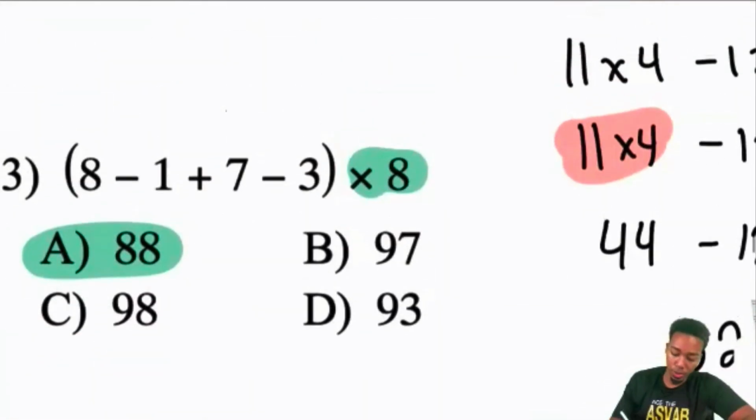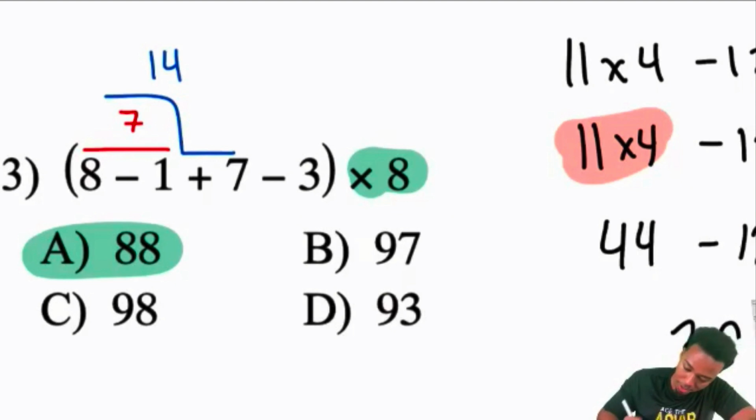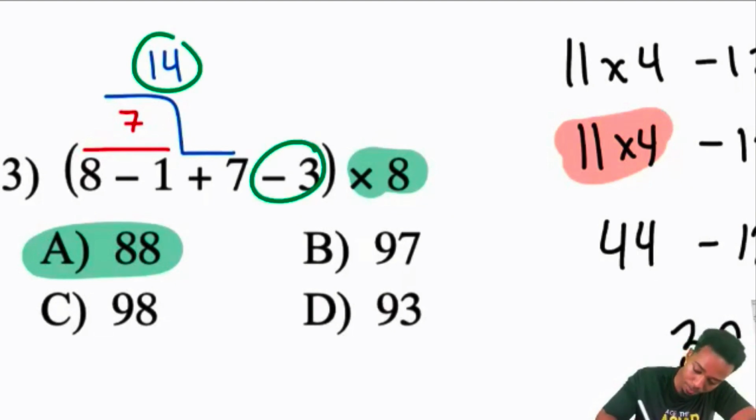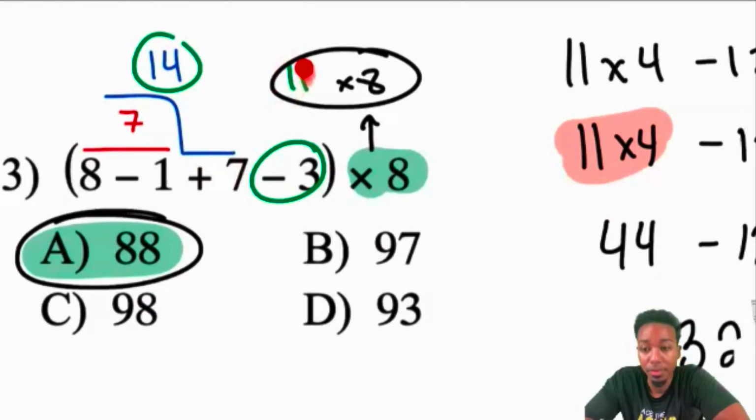So number 3, what you would do here is you would say, hey, look, we got 8 minus 1 is 7. Then we got 7 plus 7, 14. Then we have the 14 minus 3, that's 11. And then you have the times 8, 88. So essentially, Taylor, all we did here was we said, hey, look, 8 minus 1, 7. 7 plus 7, 14. 14 minus 3, 11. And then from there, 11 times 8, there you have it.